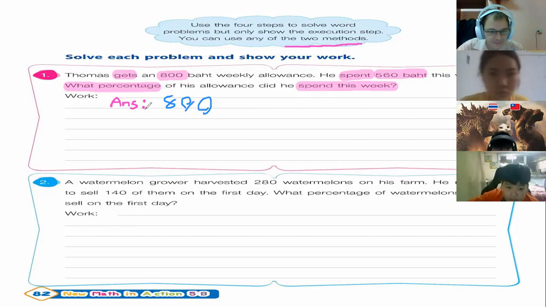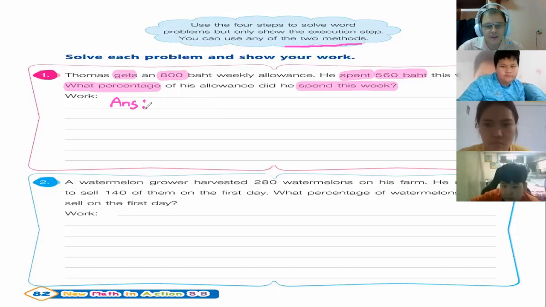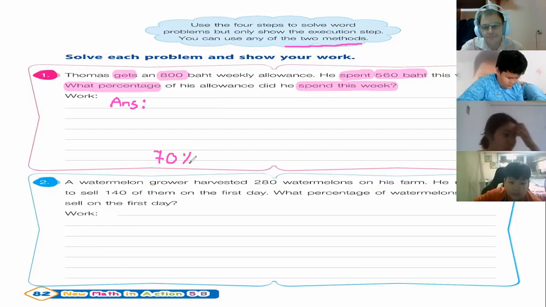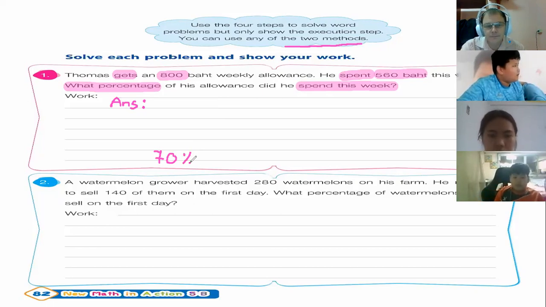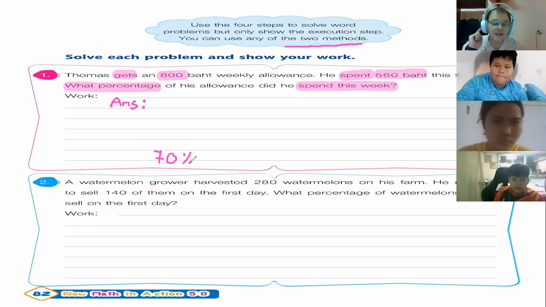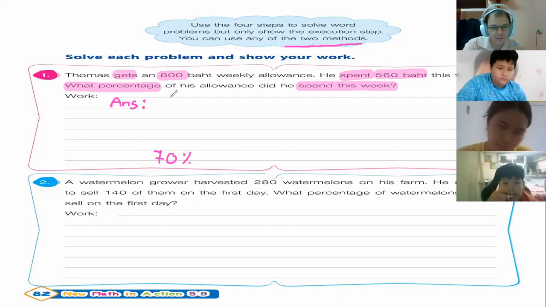Okay, we have an 800. Is the 800 on top or at the bottom of the fraction? 70%. Okay, let's write it down here. Tantan says it is 70%. But I want to know, how do we calculate it, Tantan? Can you help me? 8 multiply with 7. Say again, please. 8 multiply 7, and then multiply 10. Okay, that's one way.